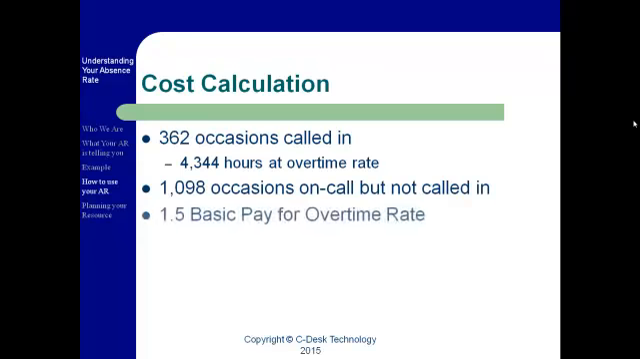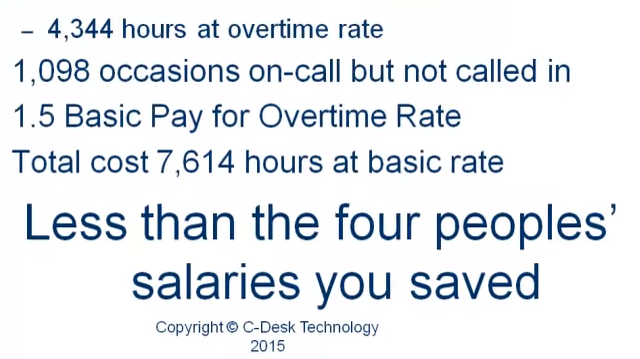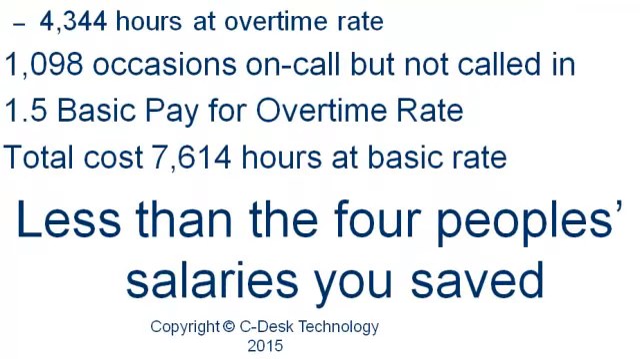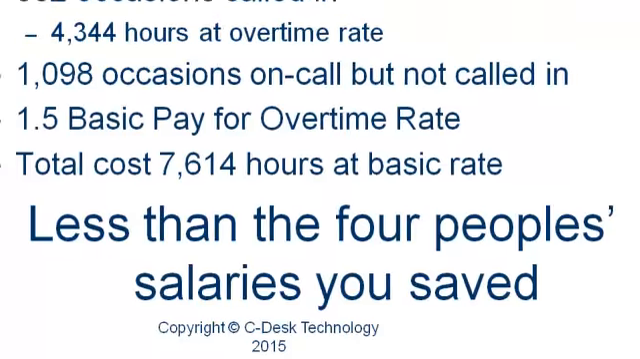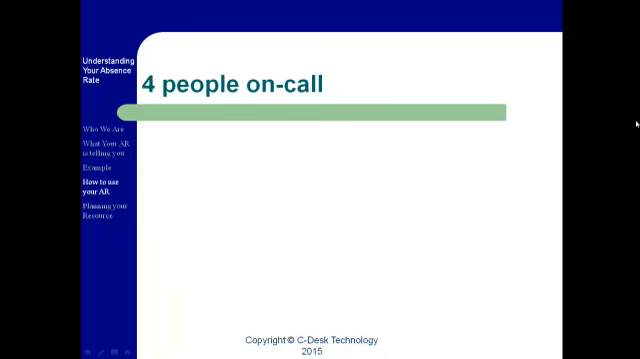If they were paid time and a half overtime and single time when not called in, the cost would be the equivalent of 7,614 hours at basic rate. That would be less than the equivalent of 4 people's salaries you have saved. So even though you have paid overtime payments and an on-call allowance, you are still saving more money than the salaries would have cost you. So the cost is lower than the current arrangement.